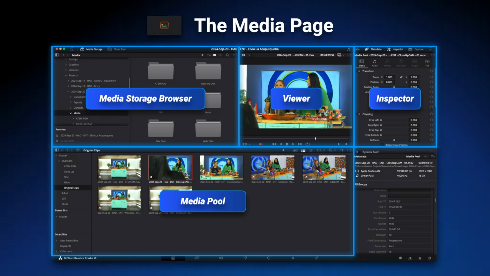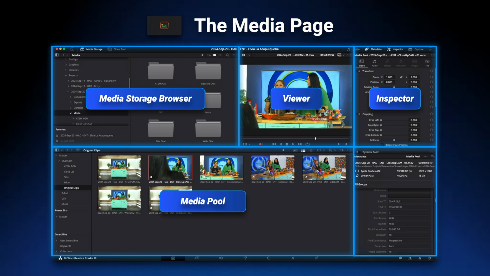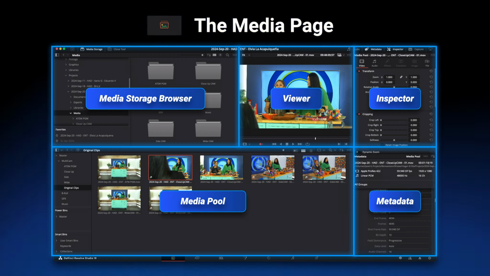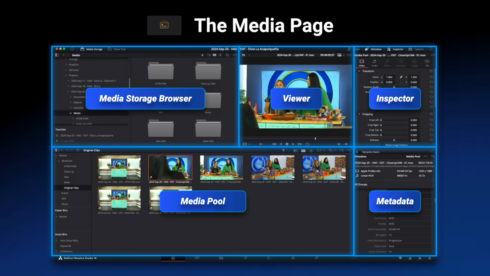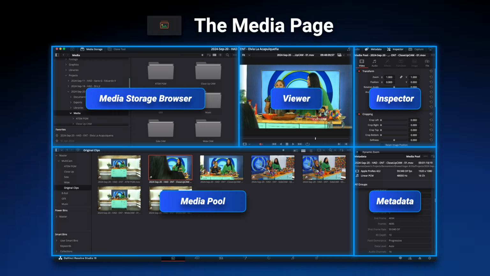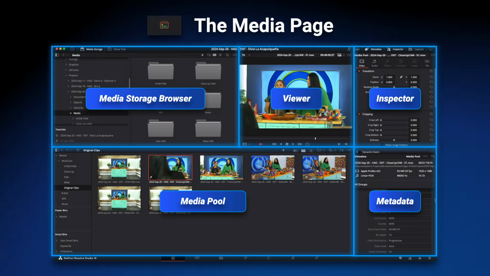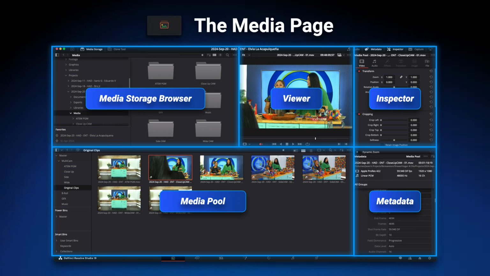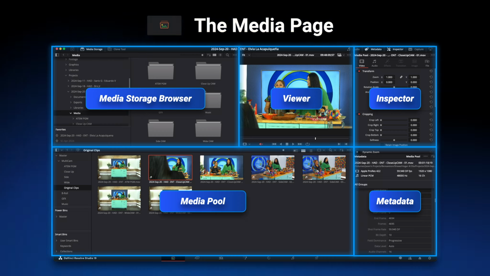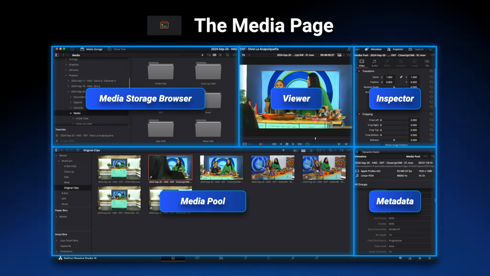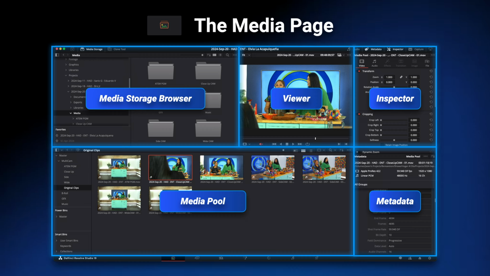Okay, and then on the bottom right hand corner you have your metadata. So metadata is everything that has to do with information about the clip. You can see how long the clip is, what format, whether it has audio, the frame rate, the aspect ratio. All that information is on your metadata page. Okay, so that's essentially your media page.